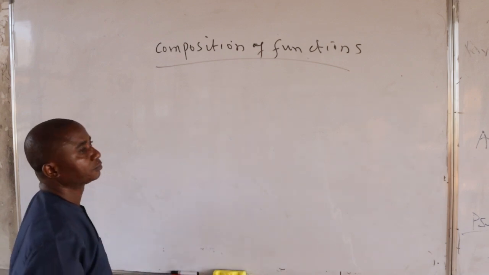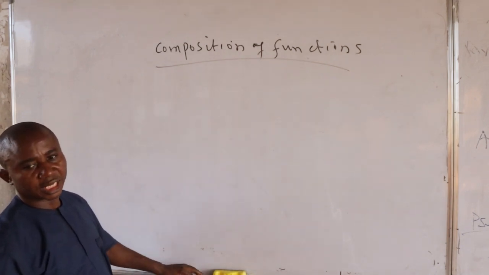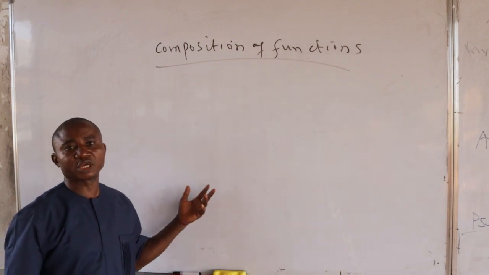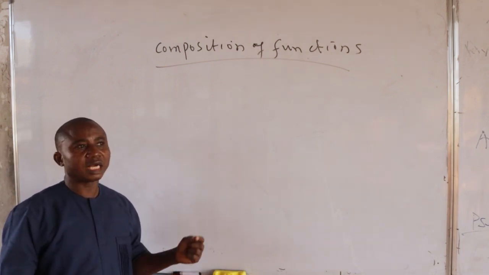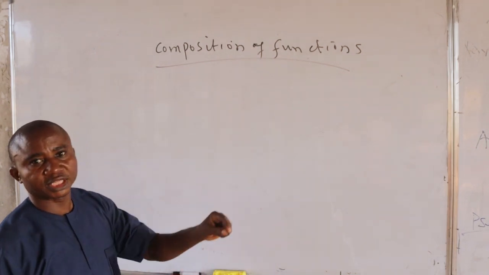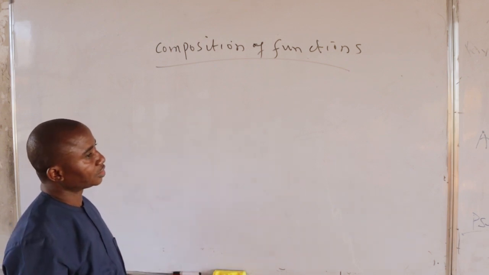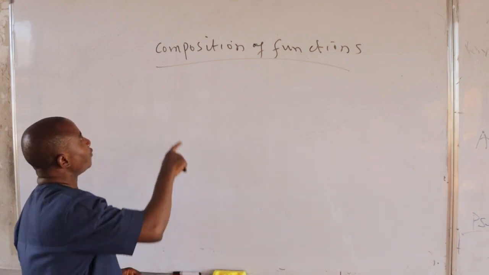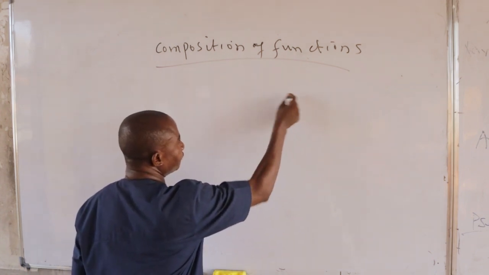Recall that we've learned different operations on functions, just like we have different algebraic operations on real numbers, where you can add two real numbers to get one real number, you multiply to get another number, you can divide to get another number, and so on. For functions, we can also add two functions to get another function.